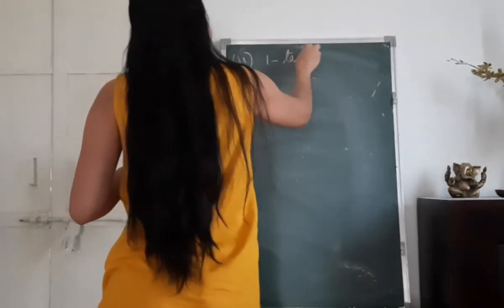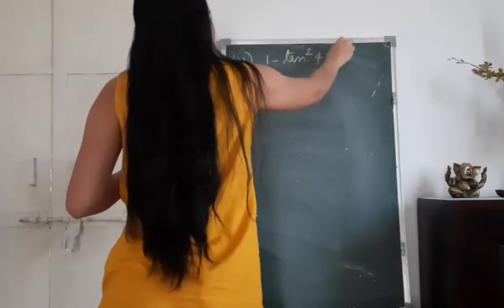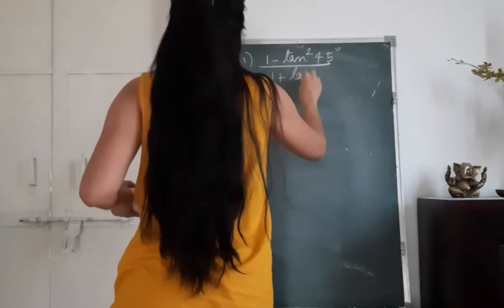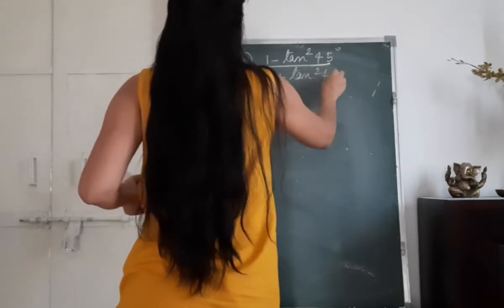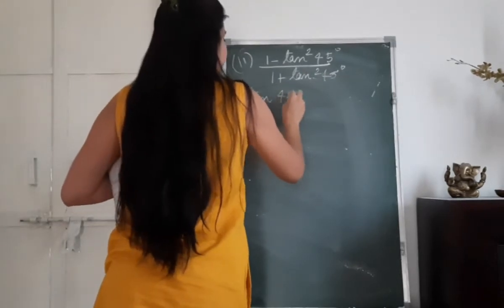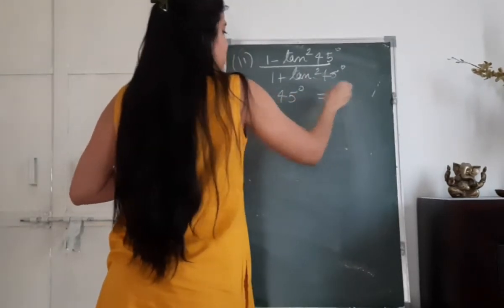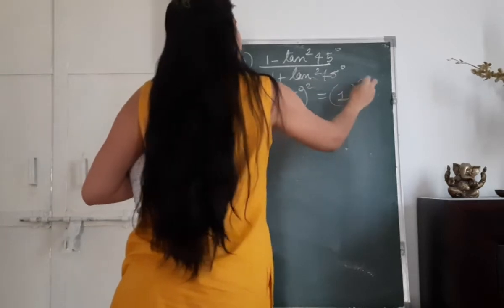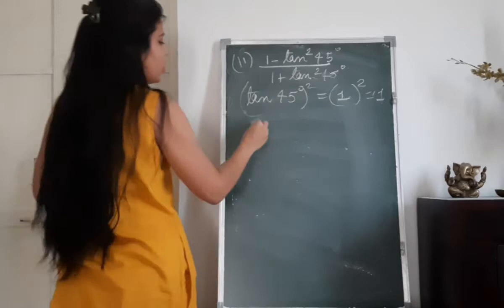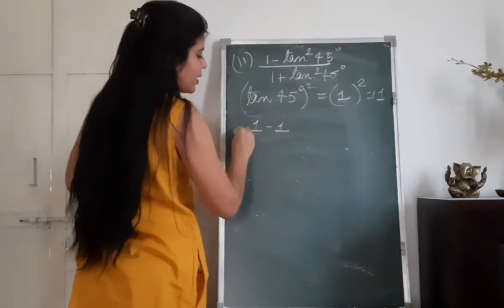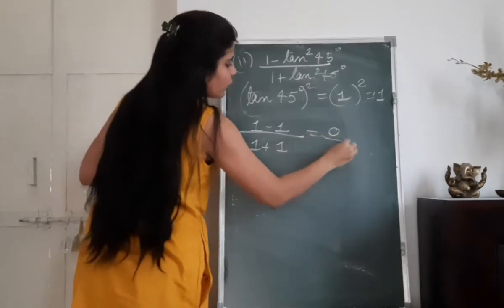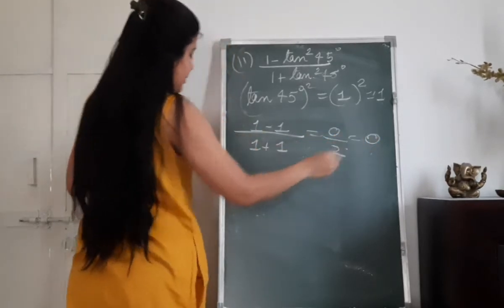That is 1 minus tan square 45 degree upon 1 plus tan square 45 degree. Now what is tan 45 degree equal to? 1. So tan square 45 degree will be equal to 1 whole square, that is also equal to 1. Right? Let's keep this value here. It becomes 1 minus 1 upon 1 plus 1, that is 0 upon 2, which is equal to 0.